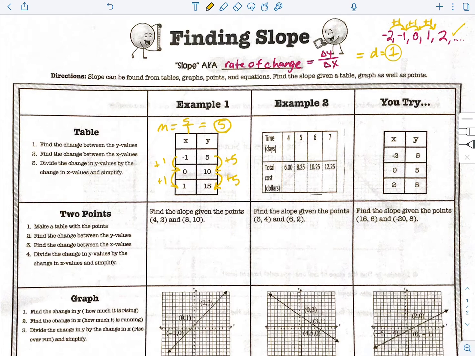All right, and we're going to do the same thing for example 2. Okay, this shouldn't be 6. It should be 6.25, I'm sorry, 25 rather. And notice that we have time and then total cost. Don't be thrown off by that. The top is our x, the bottom is our y. Okay, so what happens?